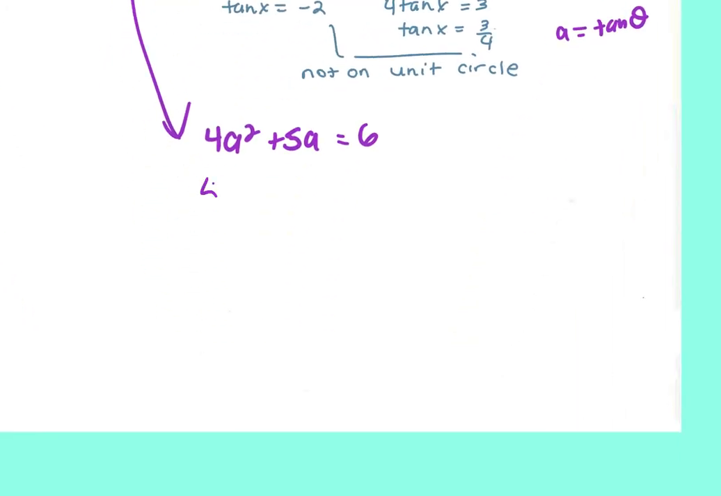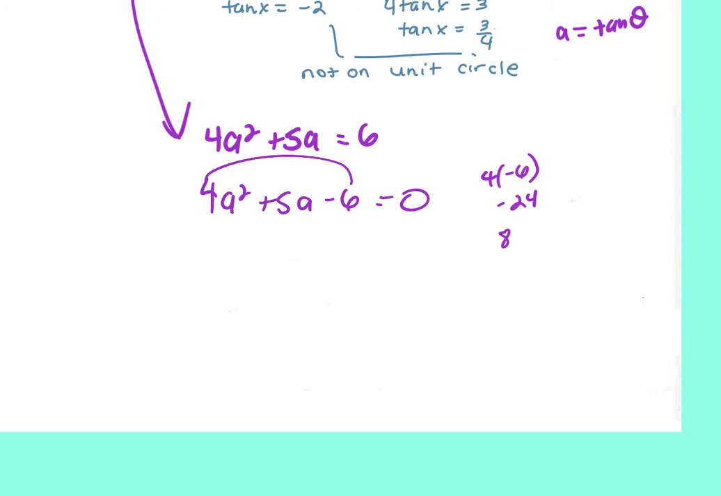I would subtract the 6, so they're all on the same side. And then you can do first and last. So 4 times negative 6 is negative 24. The factors of negative 24 that sum to 5 are positive 8 and negative 3. So I'd get 4a squared plus 8a minus 3a minus 6. And then you want to factor by grouping.